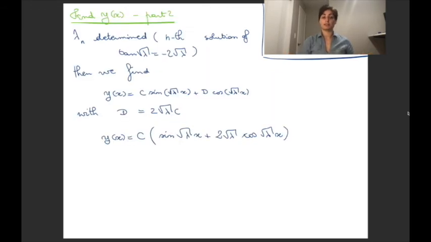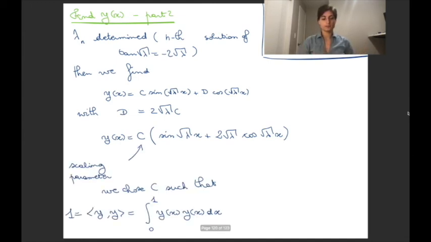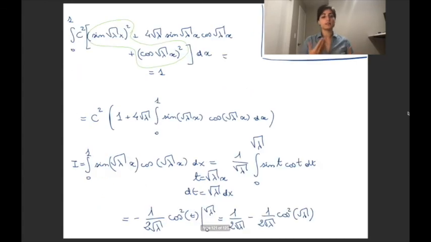Once we have lambda n determined, we can find y(x), because it satisfies the equation we have written before. D we can write as a function of c, is 2 square root lambda c. So y(x) is equal to c times a combo of sine and cosine. So c is the scaling. We can choose c to be any value, and y would be an eigenfunction. But we want to choose c such that the inner product of y times itself is equal to 1. So let's look at what we can do.